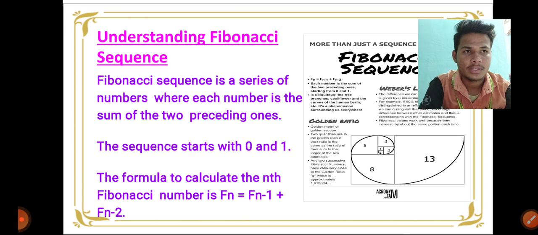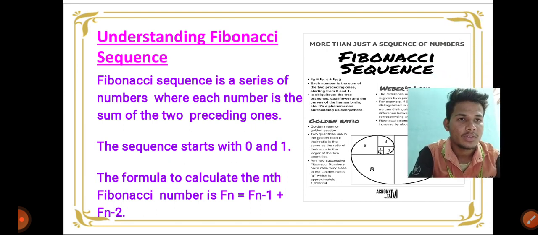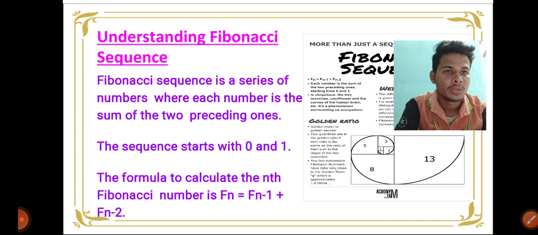Understanding the Fibonacci sequence. The Fibonacci sequence is a series of numbers where each number is the sum of the two preceding ones. The sequence starts with 0 and 1. The formula to calculate the nth Fibonacci number is F(n) = F(n-1) + F(n-2). Each number is the sum of the two preceding ones, starting from 0 and 1.